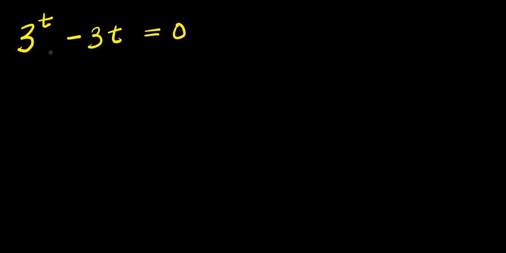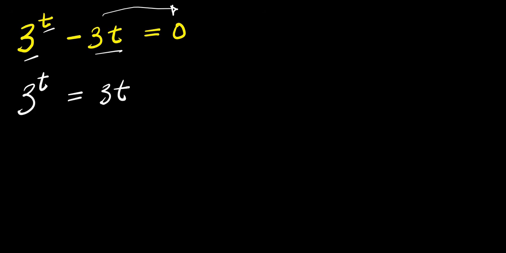Hello, how to solve this problem? We have 3 power t minus 3t equals 0. So the first step, we can move this across this equality sign. We have 3 to the power of t, and this equals 3t.